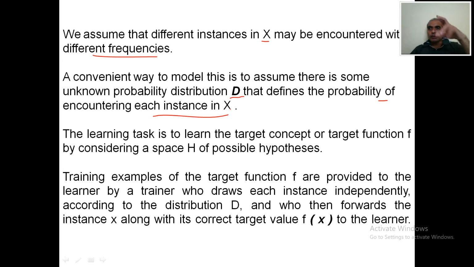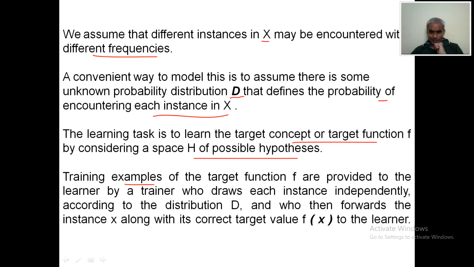Now we assume one unknown distribution. Based on that distribution, there is a probability of these instances which you are going to take, right? Now the learning task is to learn the target concept or the target function. What is the target function? The probability of people purchasing the skiing items, right? To learn the target concept by considering a space of possible hypotheses. So out of all possible hypotheses, how many are going to purchase?